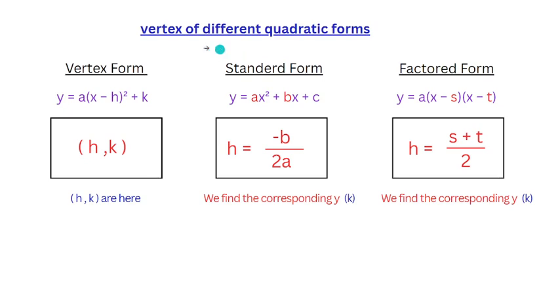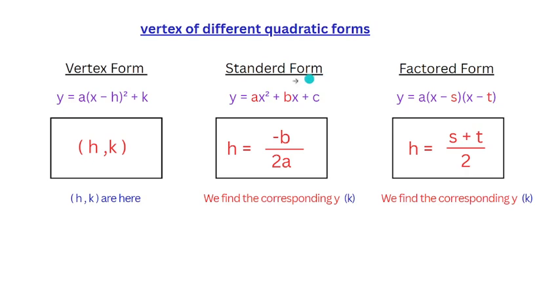So, the vertex of different quadratic forms. Here's a summary of how to get a vertex from different quadratic forms. This is the vertex form: y equals a times quantity x minus h squared plus k. Change the sign of h, put the k as it is. So h and k are the vertex.